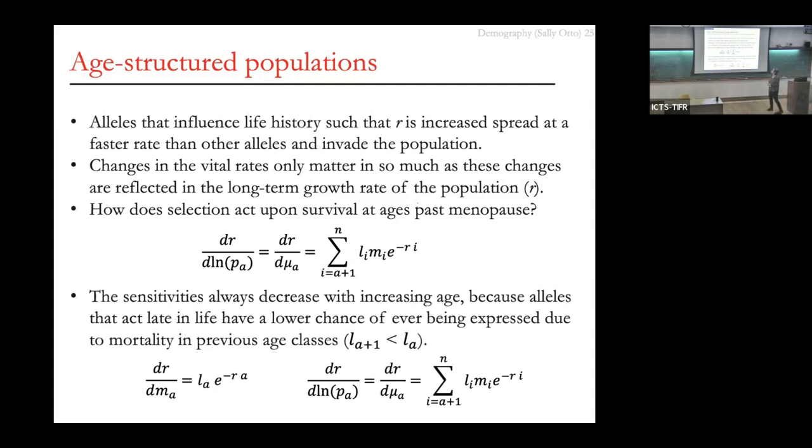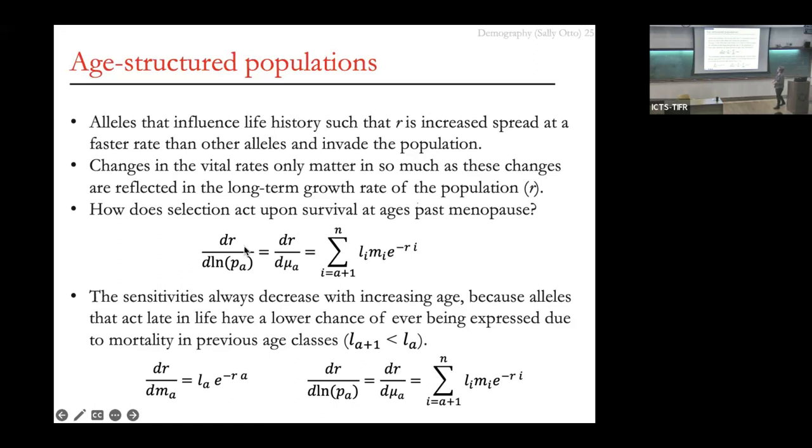Alleles that influence life history such that R is increased spread at a faster rate than other alleles and invade the population. Even for a diploid model, that would be true if we were talking about the heterozygous effects. Eventually, the heterozygotes make homozygotes, and we have to deal with that. But at least this would tell us the initial spread. Changes in the vital rates only matter in so much as those changes are reflected in the long-term growth rate. Otherwise, it's not going to change. So if the survival and the birth rates are changed, but they're changed in such a way that the lambdas don't change, then they won't have any evolution. They'll be neutral, even if they are changing the vital rates.